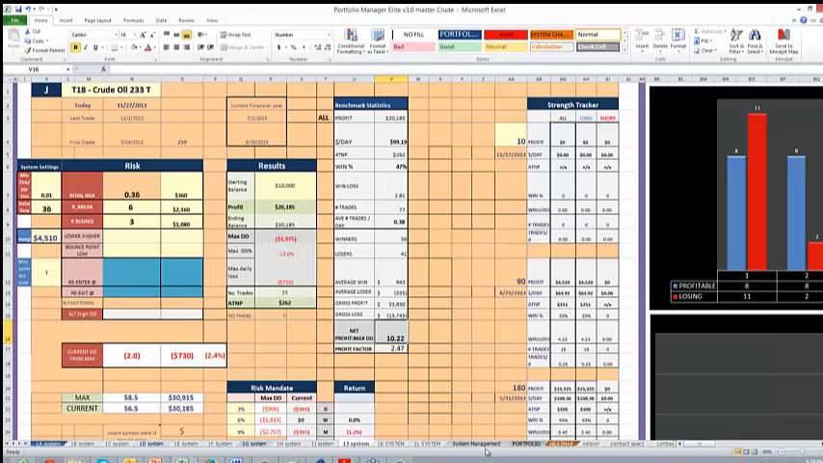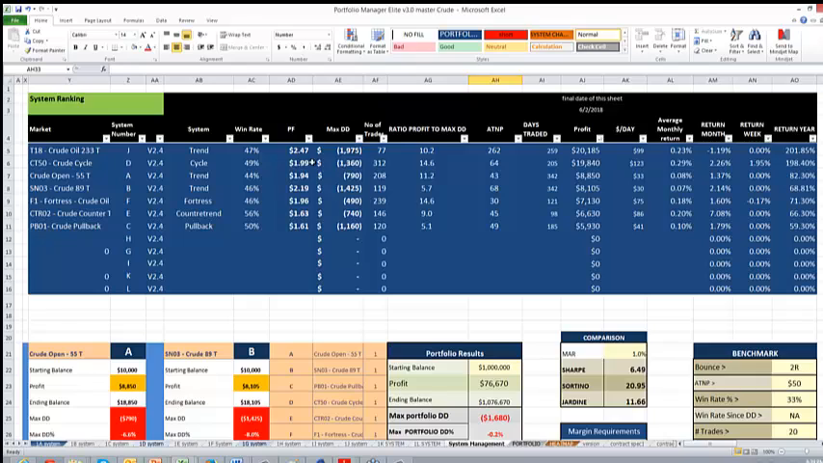Because if we go back to our system management tab, now we've got to remember that this thing's running at 47%, but its average trade net profit is a massive 262. So if you're ranking this overall on average trade net profit, what's the outstanding feature with T18? Even though it's got a slightly bigger drawdown, what is the compelling thing that drives you to list that as probably one of your better strategies?